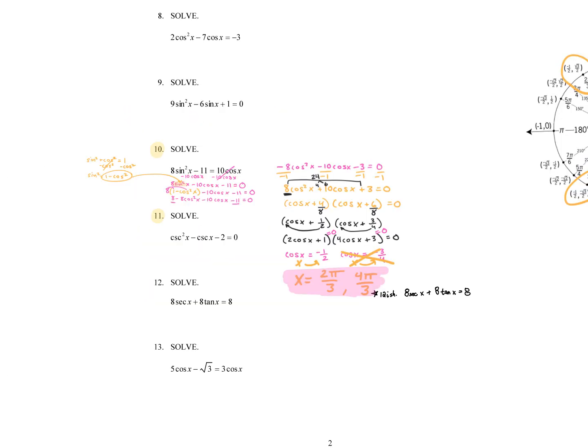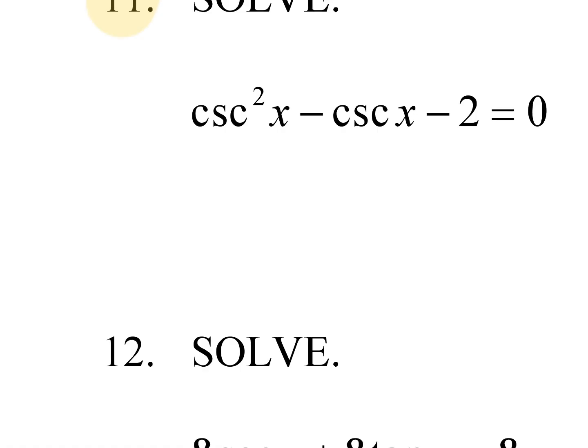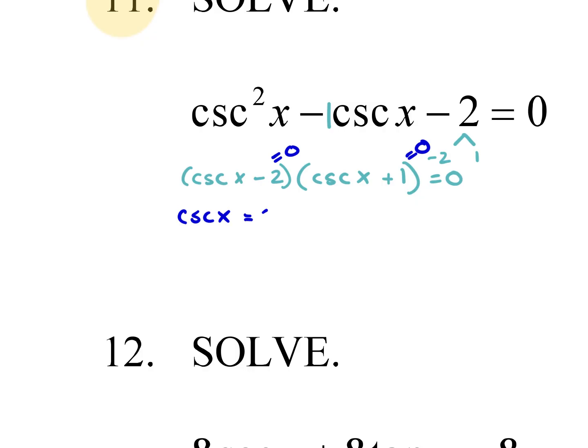So looking at number 11, here we already have the same trig function, so we don't need to convert anything. What can we do to solve here? Let's factor. What are two factors of negative 2 that add to negative 1? Negative 2 and positive 1. So we have cosecant plus or minus 2 and cosecant plus 1 equals 0. What should we do next? Set them both equal to 0. So we have cosecant equals 2 and cosecant equals negative 1.